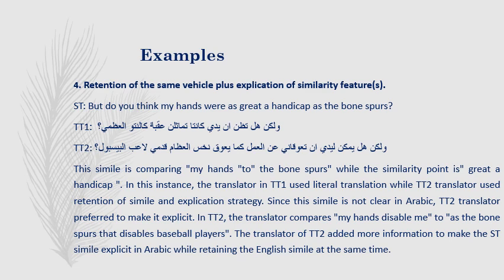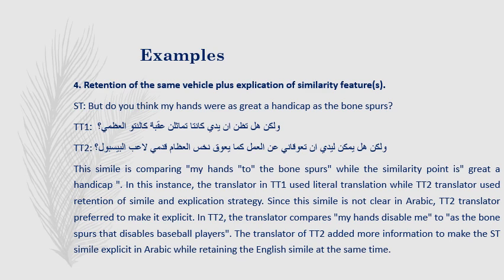4. Retention of the same vehicle plus explication of similarity features. For example, but do you think my hands were as great a handicap as the bone spurs? في الترجمة الأولى: ولكن هل تظن أن يدي كانتا تماثلن عقبة كالنتوء العظمي؟ ولكن هل يمكن ليدي أن تعوقاني عن العمل كما يعوق نقص العظام قدمي لاعب البيسبول؟ This simile is comparing my hands to the bone spurs, while the similarity point is grade a handicap.